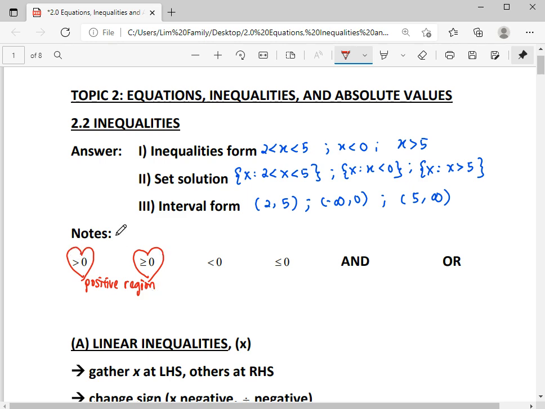So when it is greater than 0 or greater than or equal to 0, we will find the answer in the positive region. If we have less than 0, or less than or equal to 0, we will find the answer in the negative region.